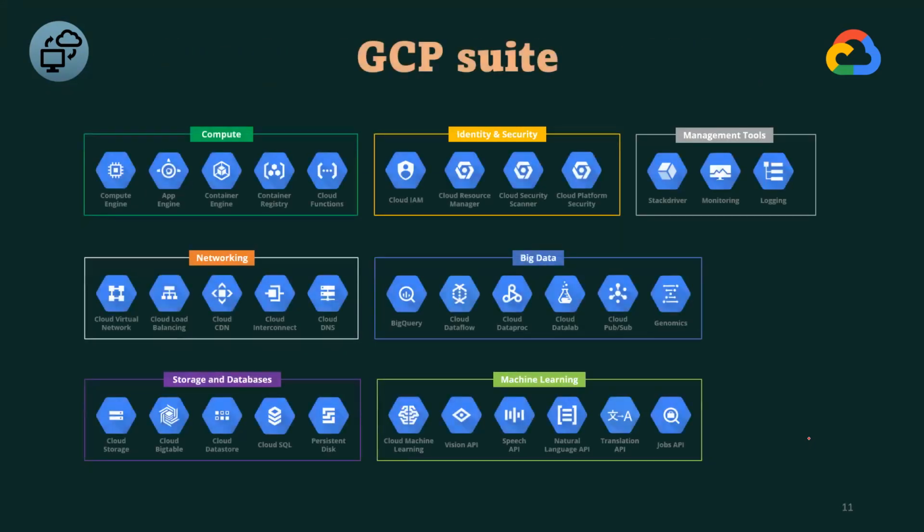What are those services, if you ask me? Those services can be compute services, identity and security, management tools, networking services, big data services, storage and database services, machine learning services. As a data engineer, we are learning BigQuery, Dataflow, Dataproc, PubSub, Storage, Bigtable, Cloud SQL. All of these topics we are learning, and a few more topics also. Okay, so this is the service portfolio of the GCP. We can also call it the GCP suite of services.